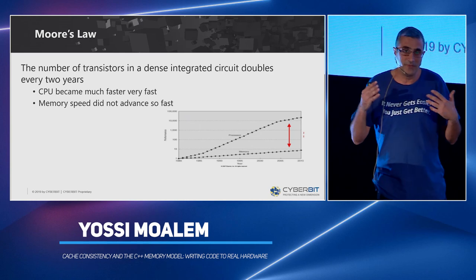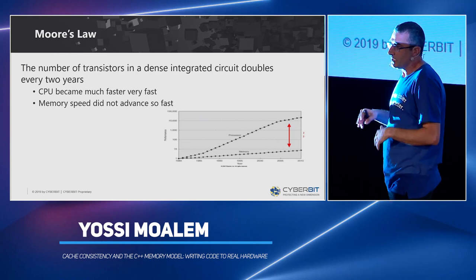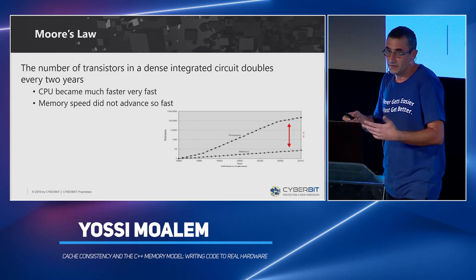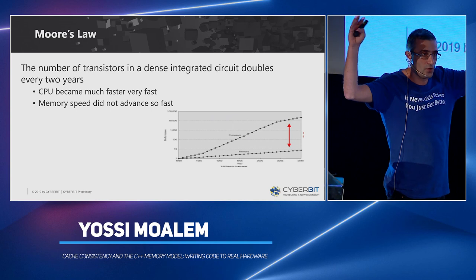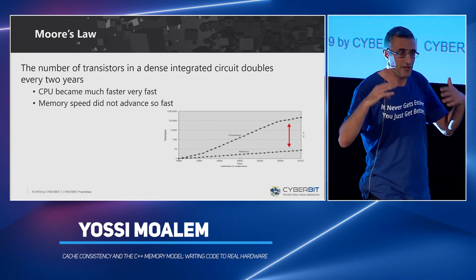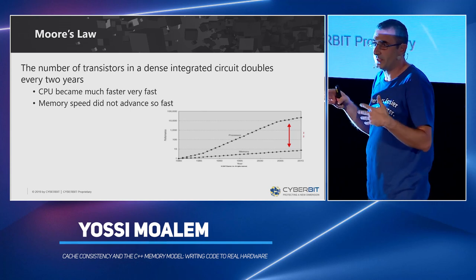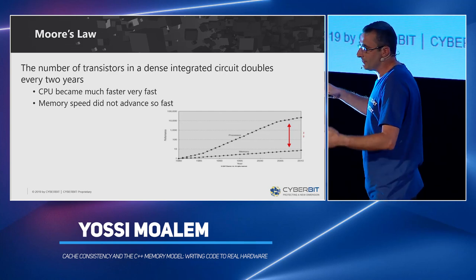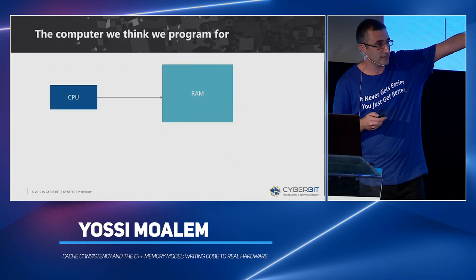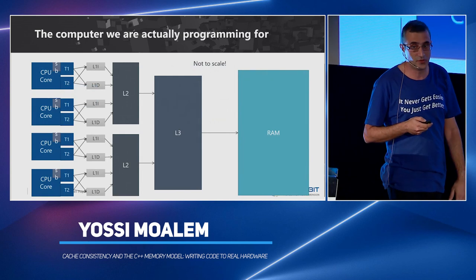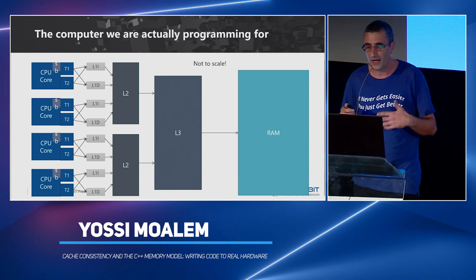It's not possible, first of all, because building very, very fast memory is very expensive. Secondly, the amount of memory that we want to have, we simply cannot physically build so much very fast memory. So instead of having a very large amount of fast memory, we have hierarchies of memory. We have a very small amount of very fast memory, followed by a larger amount of slow memory, and a still larger amount of still slow memory. And instead of the mental model that we programmed for, we have something closer to this. It's not to scale, but it's closer to what we actually built for.